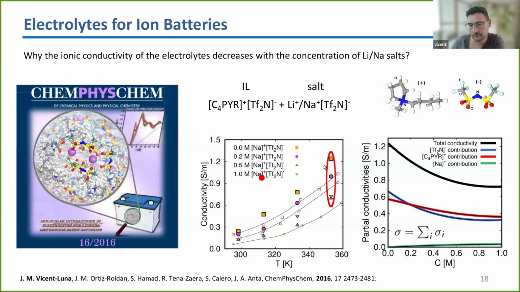If we focus on this side and make a representation like this, we have that the total conductivity of the electrolyte, the black line, decreases when you add salt. So in principle, you can guess that the ones responsible for this depletion of the conductivity are the sodium or lithium cations that we introduce in the system. But when we divide the total conductivity into the contribution of every species, we see that the contribution of sodium, or in the case of lithium, is almost negligible. So what drops the conductivity is the contribution of the ionic liquid species itself. So why, if I add sodium or lithium, does the conductivity decrease if this has a negligible effect on it?